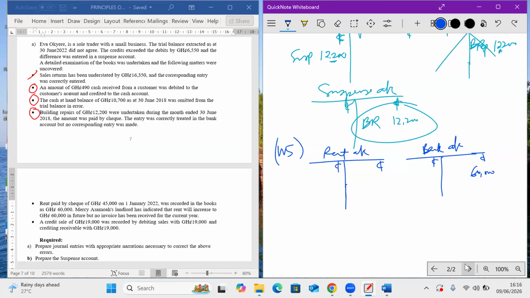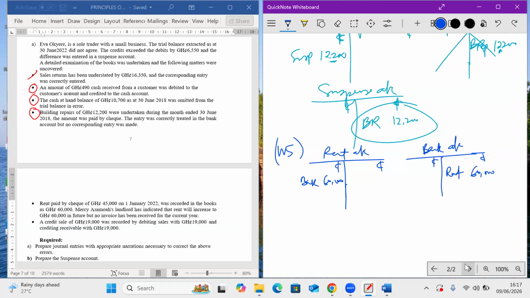So rent will also be what? 60,000 debit. Where is this 60,000 going to? It's going to the rent. Where is this 60,000 coming from? It's coming from bank. Do we get it? Sir, rent paid, you said rent paid is an expense. Rent is an expense. Okay. So what if the question was rent received? Rent received is an income.